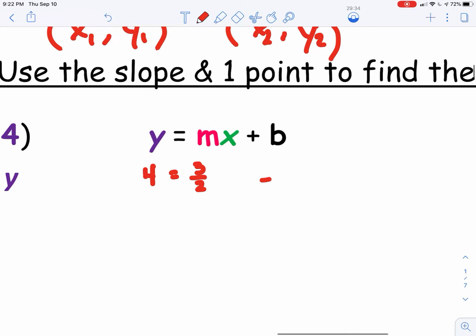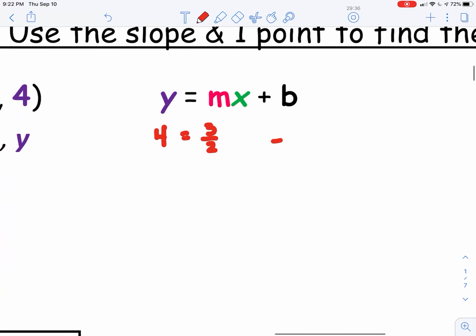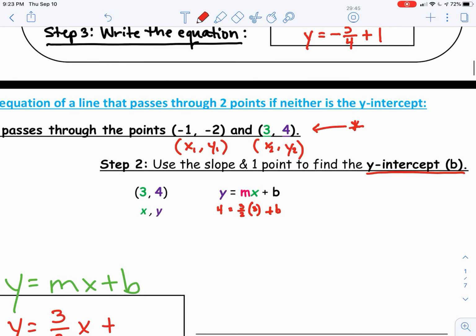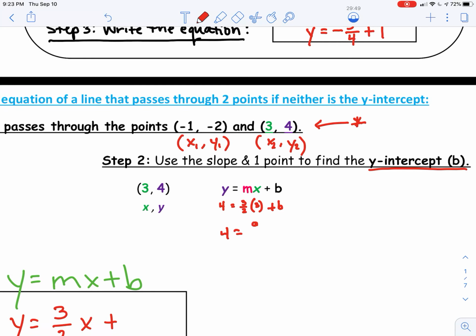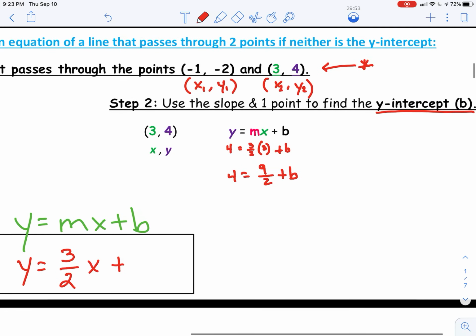And what did we say the x was? The x is 3, plus b. Okay, let's do the multiplication here. 4 equals 9/2 plus b. I'm going to change that 4 to something over 2. That's going to become 8 over 2, right? Because it's 4 over 1 equals 9 halves plus b.